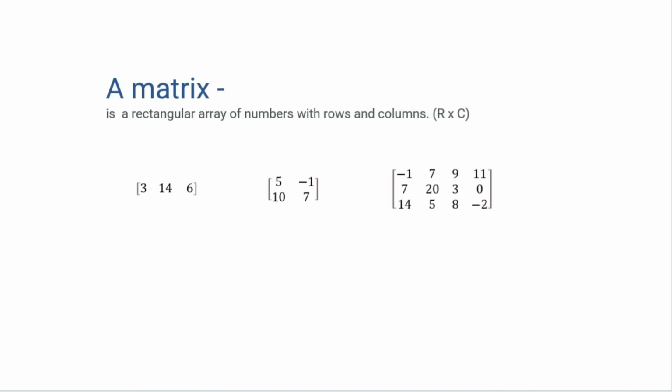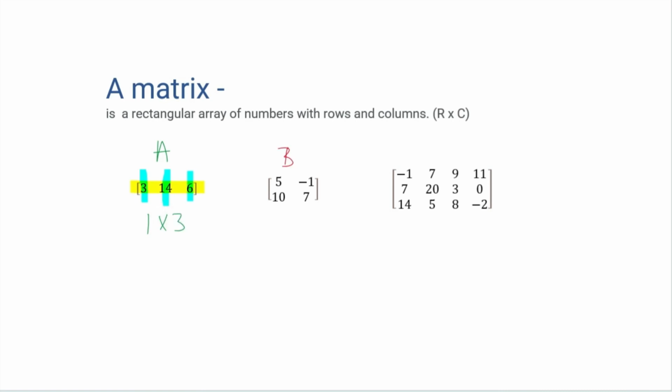So this first one we'll label A. A has 1 row, which we'll mark in yellow. So this is the 1 row, and it has 3 columns that we'll indicate in blue. So this is a column, this is a column, and this is a column. So this matrix would be identified as a 1 by 3 matrix.